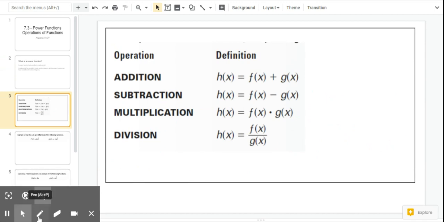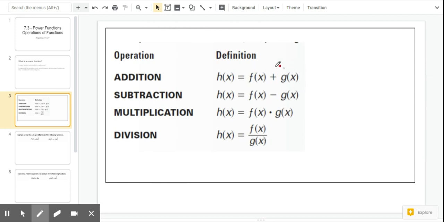So what we're going to really focus on are operations of power functions. These are the four we're looking at: addition, subtraction, multiplication, division. Obviously we know what all of those mean. We're just saying here that to come up with a new function h of x, you are allowed to do all of these four operations.